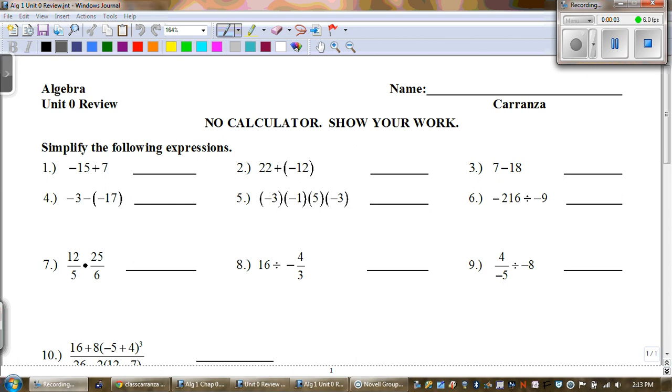Hey guys, this is Mr. Grice for Algebra 1 Unit 0 review. Remember, this is no calculator and you need to show all of your work.